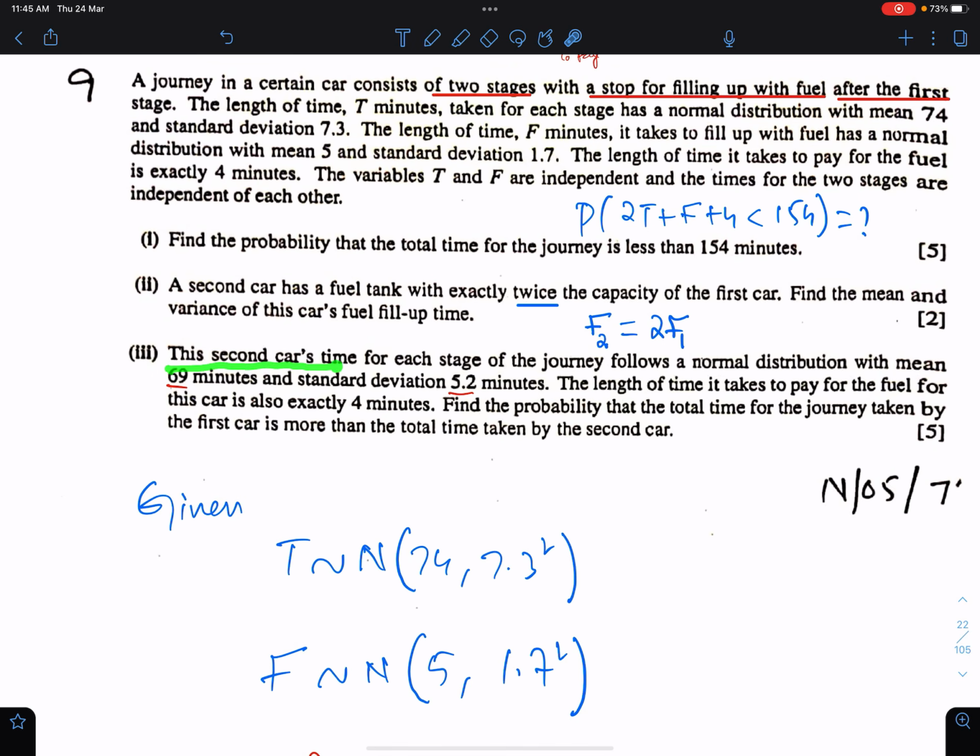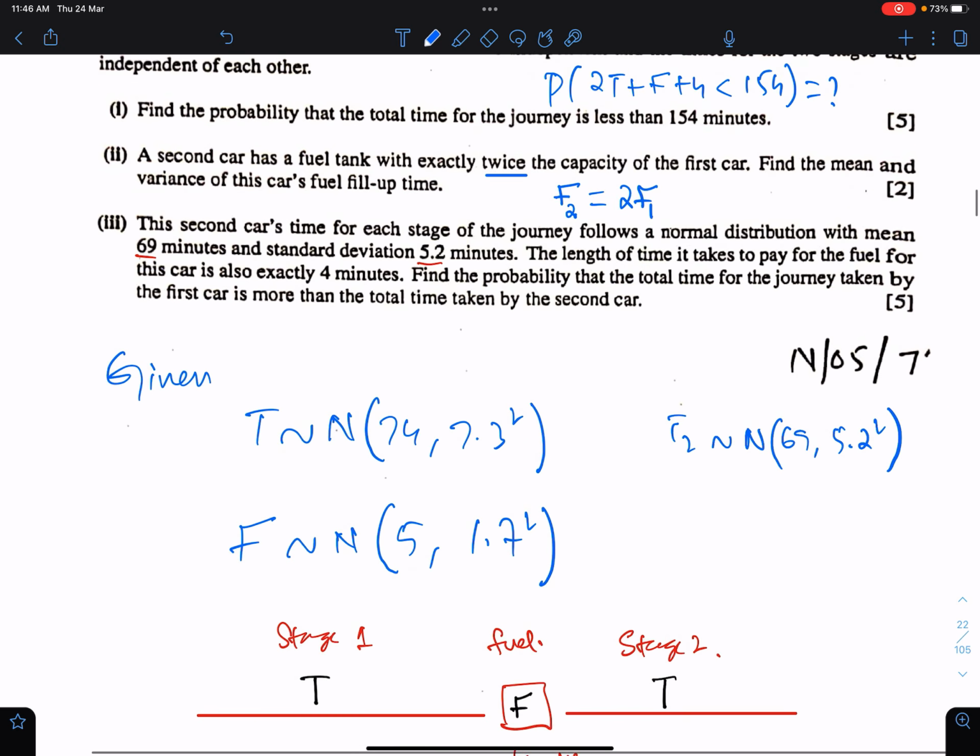This second car's time for each stage of the journey follows a normal distribution with mean 69 and standard deviation 5.2. This is T2. It's 69 and 5.2 square. Time for each stage. The length of time it takes to pay for the fuel is exactly 4 minutes. Find the probability that the total time for the journey taken by the first car is more than the total time taken by the second car. So we need this probability, C1 greater than C2.